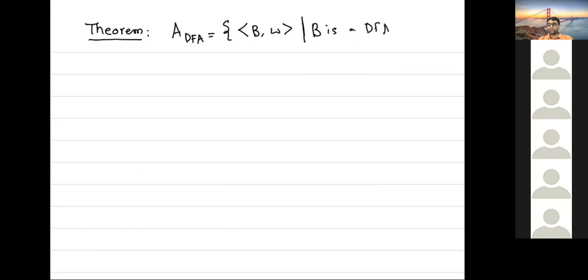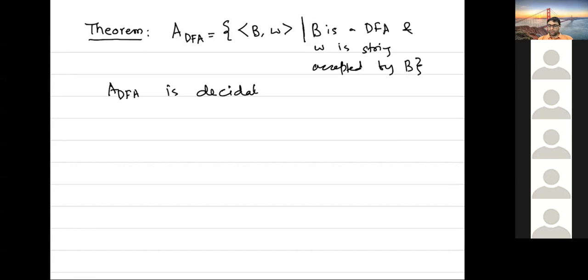Okay. So the first result that we will tackle here is a theorem. Before we go there, let me write a theorem that we have done already. So we know that ADFA is defined like this: given any description of a DFA B and a string W, such that B is a DFA and W is a string accepted by B, we prove that ADFA is decidable. We proved it last time, right? So this is the theorem. Now we have a new theorem.